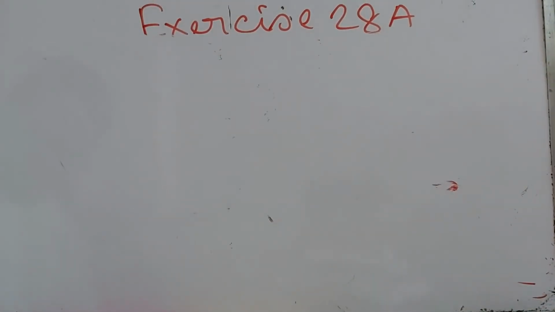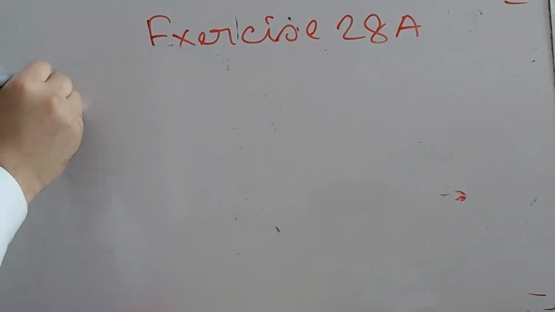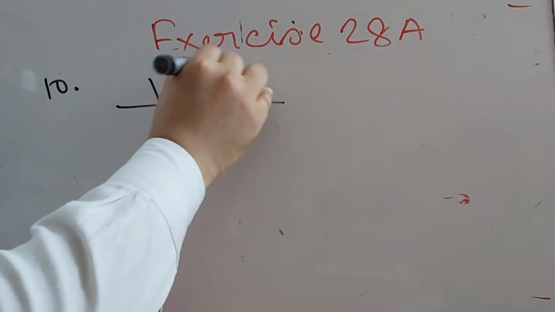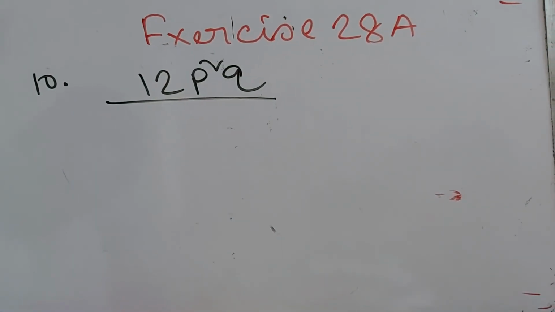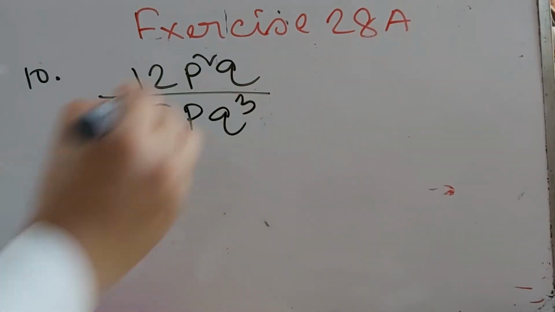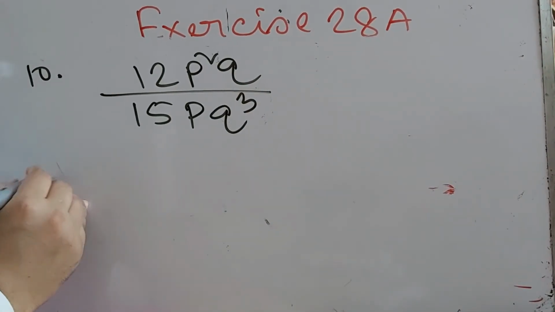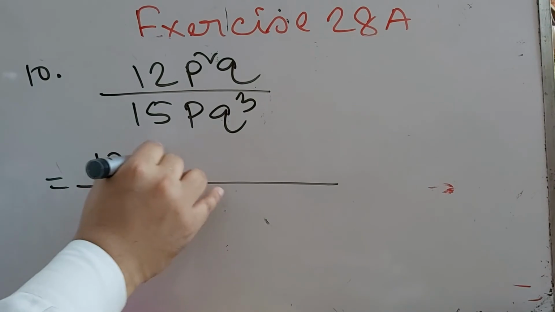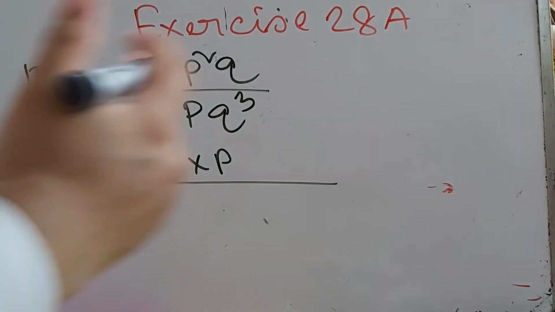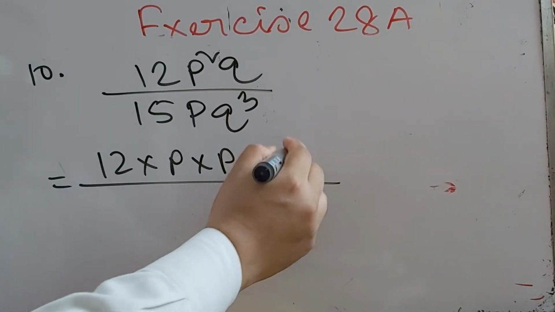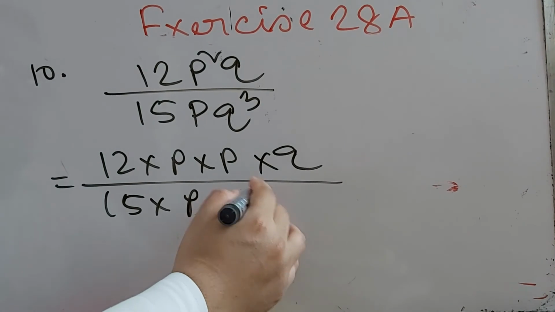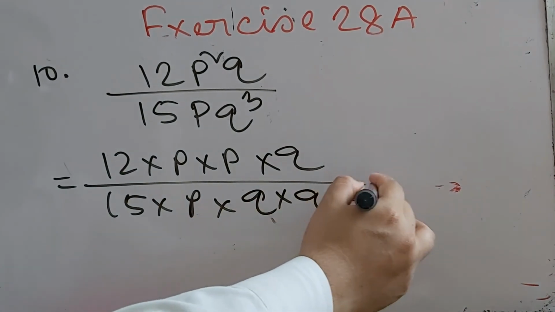Now number 10. Number 10 says 12p square q divided by 15pq cube. So here 12p square q means 12 into p into p into q. P square means p into p. Q cube means q into q into q. 15pq cube means 15 into p into q into q into q.